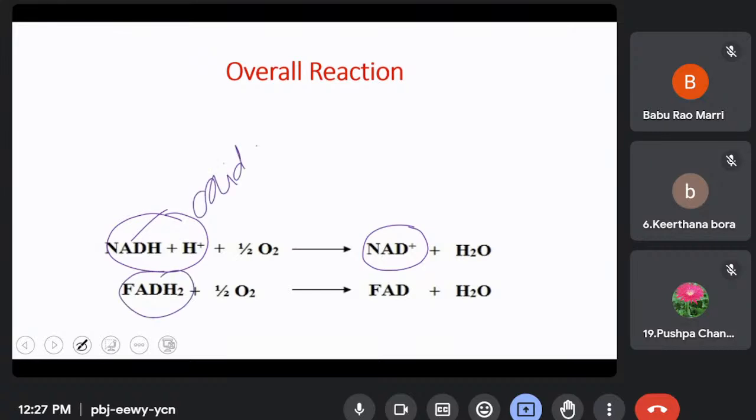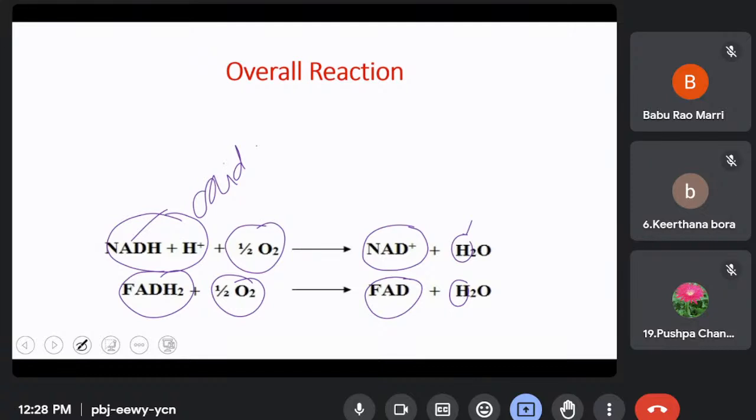Likewise, FADH2 is also releasing hydrogen, so that it gets oxidized, isn't it? So oxidation of FADH2 and NADH takes place. And what happens to the hydrogen? This hydrogen combines with oxygen.